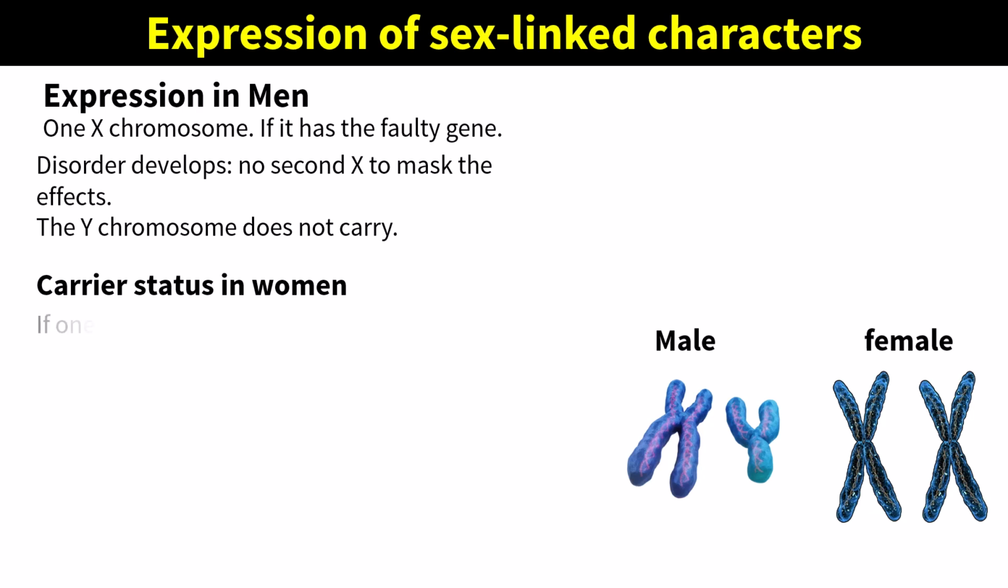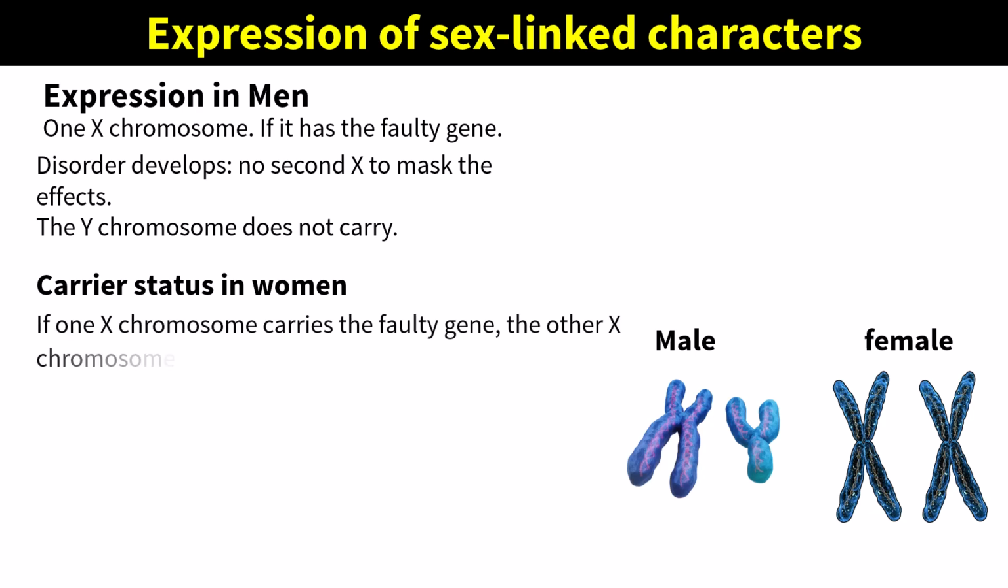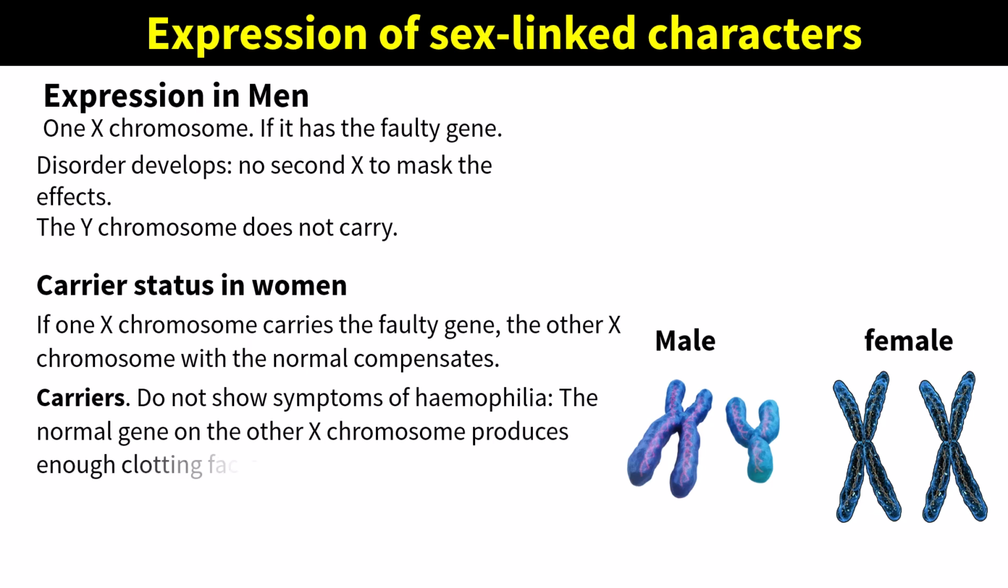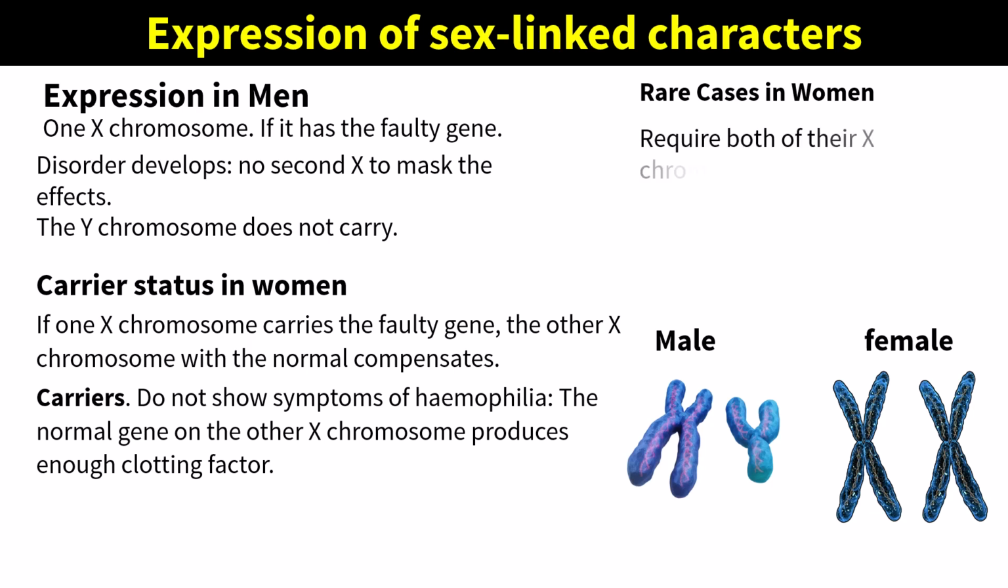Carrier status in women. Women have two X chromosomes. If one X chromosome carries the faulty gene, the other X chromosome usually has a normal copy of the gene, which can compensate for the defect. These women are called carriers. They typically do not show symptoms of hemophilia because the normal gene on the other X chromosome produces enough clotting factor. Rare cases in women: hemophilia is rare in women because it would require both of their X chromosomes to carry the faulty gene, which is unlikely unless the father has hemophilia and the mother is a carrier.